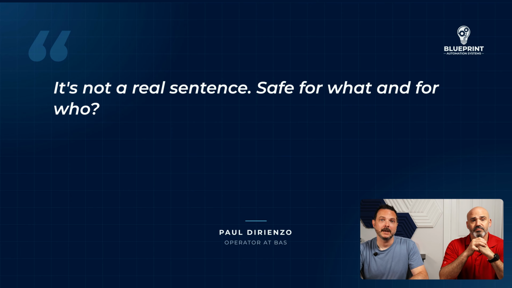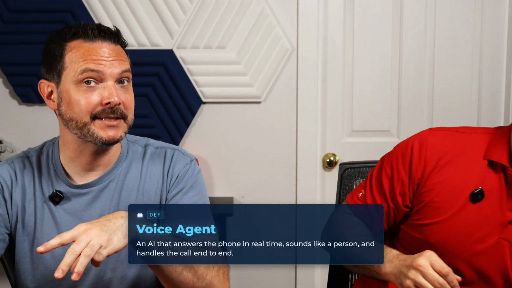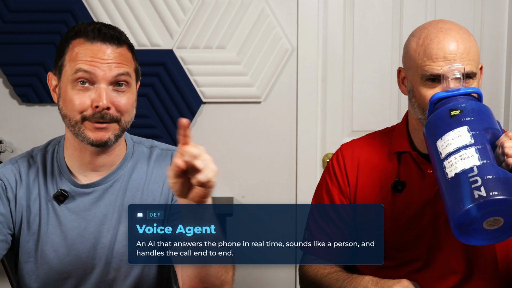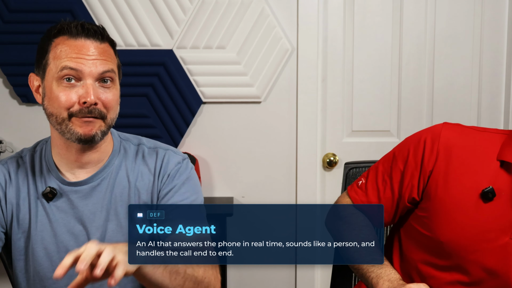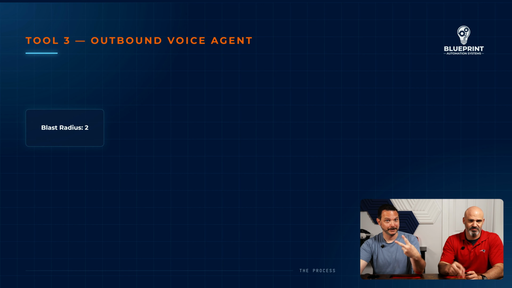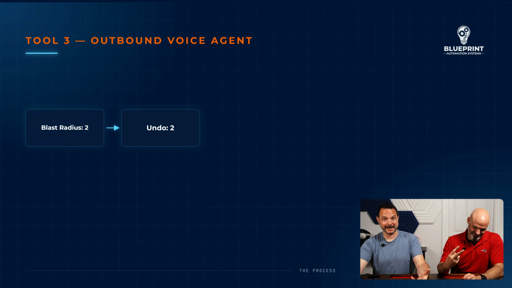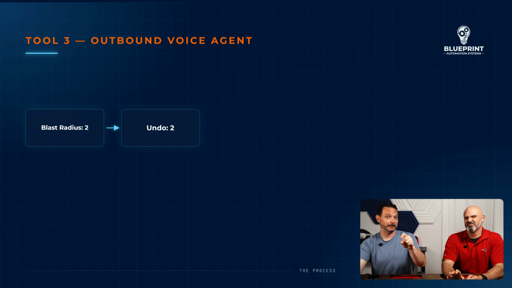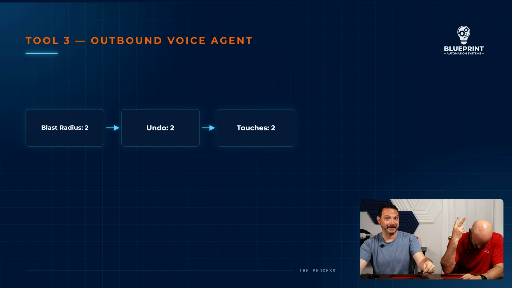Yeah, exactly. So now let's talk about the third tool that we're going to rate, and that's an AI voice agent making outbound sales calls. So we did have an AI voice agent episode, and we talked about this in depth, but let's review it here quickly, right? So blast radius, it's calling strangers. That's a 2. Undo, the call happened. There's no version of this where you can take it back. 2. What does it touch? People who never asked to hear from you, and there's federal consent law sitting on top of that.